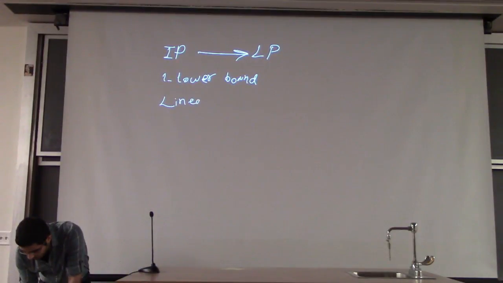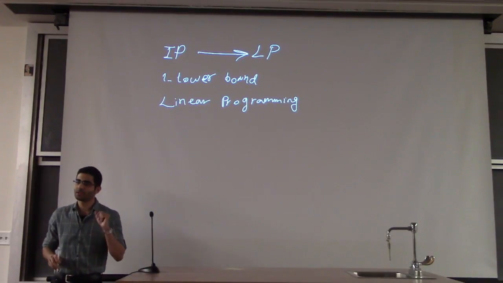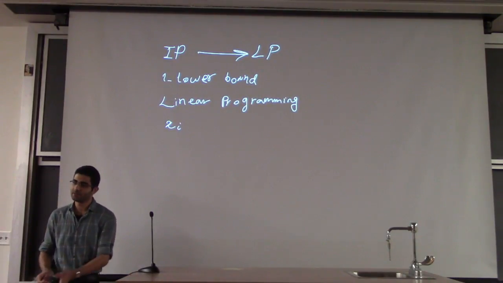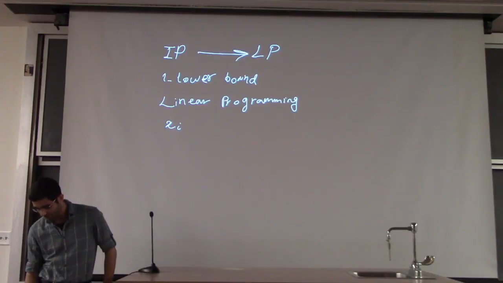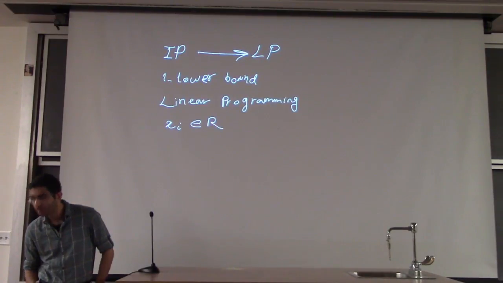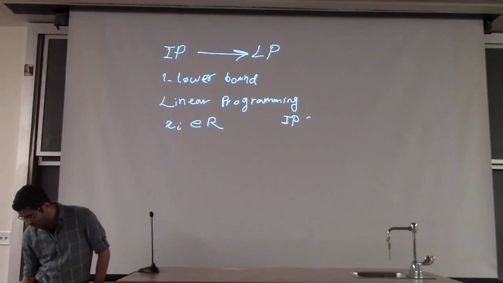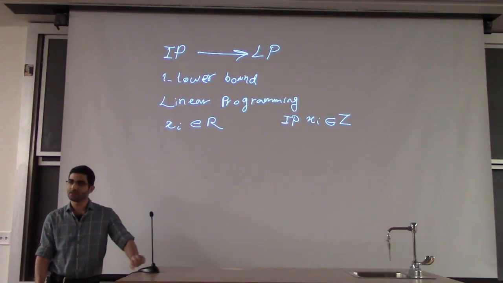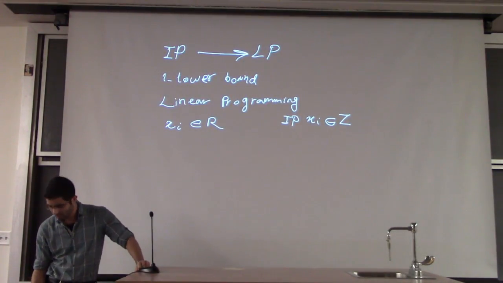So what is linear programming? Actually, it's the same as integer programming, but the variables can take any value. So they belong to R. In integer programming, we have xi's belong to Z. They should be integers. But here, they can be real. They can be any number.